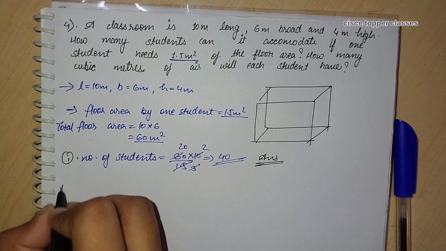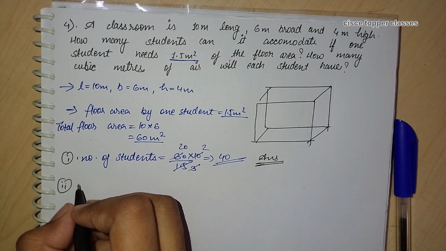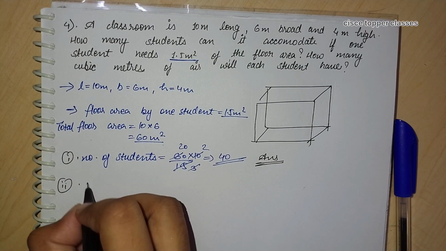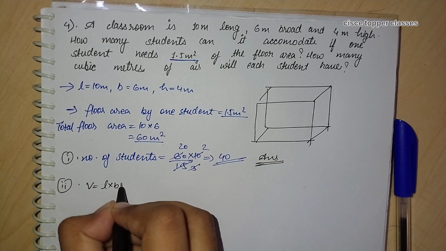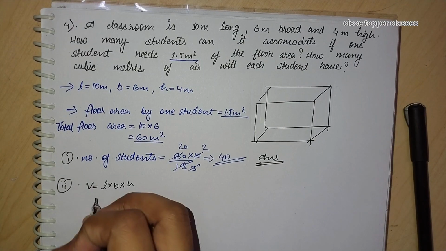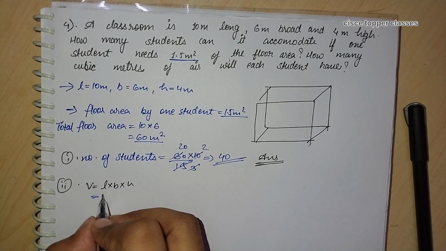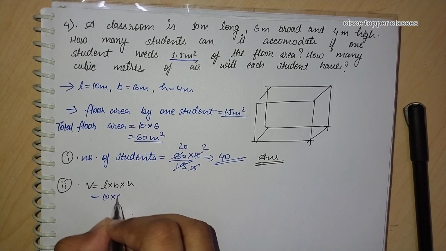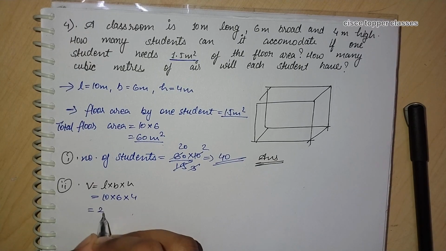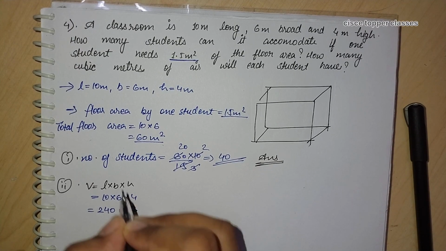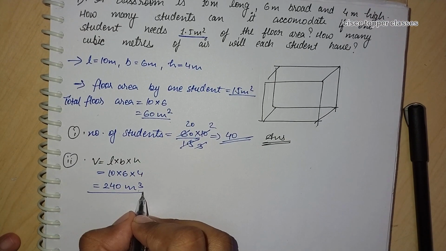Now the second part here is asked, how many cubic meters of air will each student have? So firstly we'll find the total volume of this room like rectangle. So this will be 10 into 6 into 4. So 240 meter cubic is the total volume of this room.